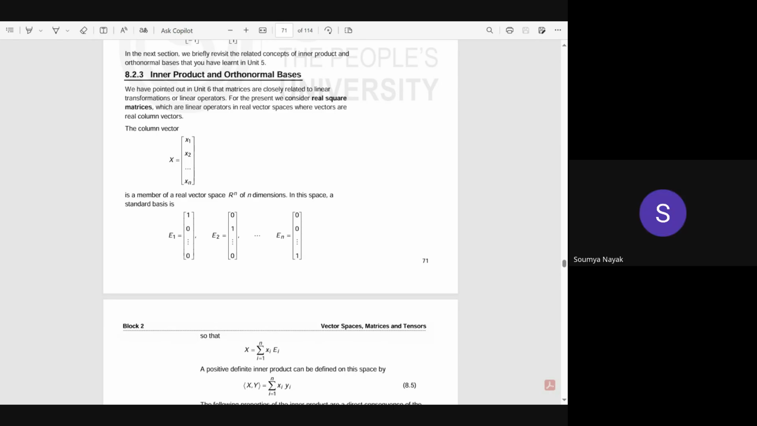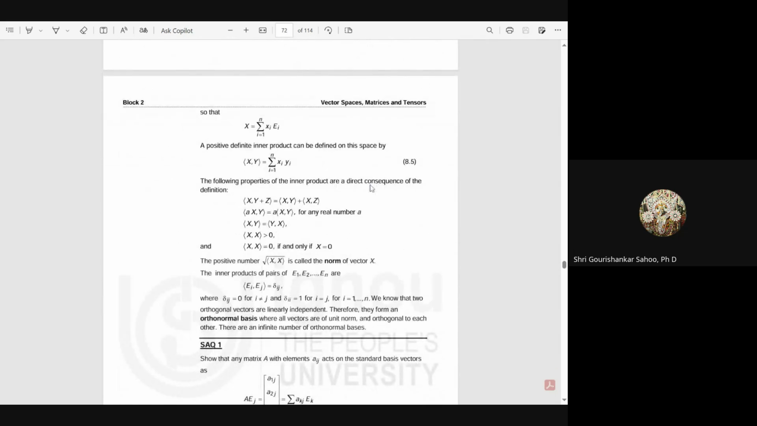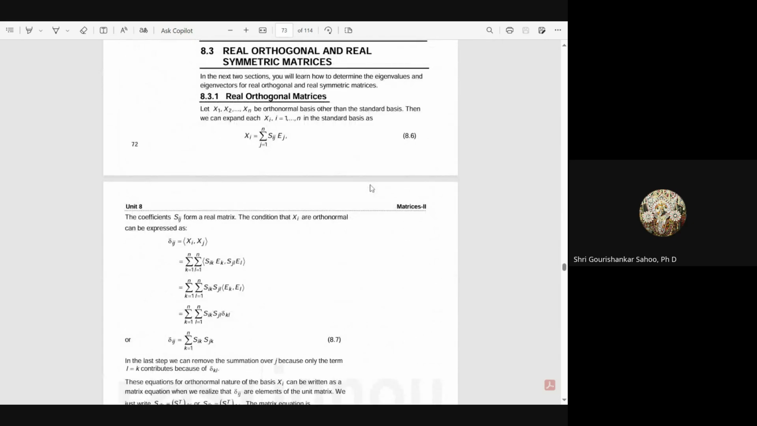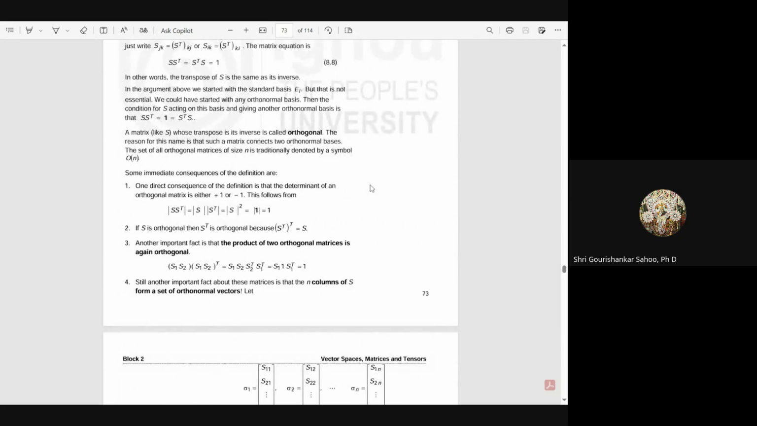You are. So next is inner product and orthonormal basis. So your U1 is equal to 1, 0, 0, U2 is equal to 0, 1, and so on, En is equal to 0, 0, and so on, 1. And your X is equal to X1, X2, and so on, Xn. So you can see the two orthogonal vectors are linearly independent and form an orthonormal basis. So you can have a real orthogonal matrix like this, and a consequence of that is the product of two orthogonal matrices is orthogonal.